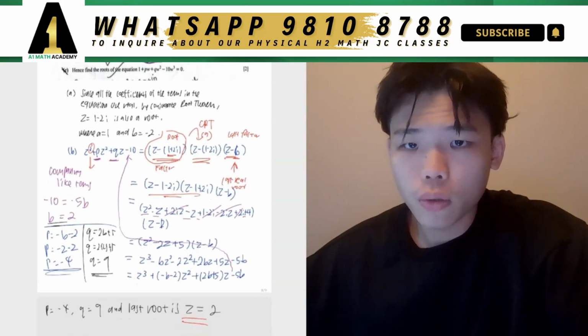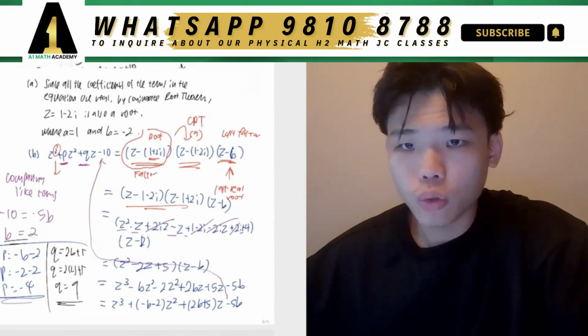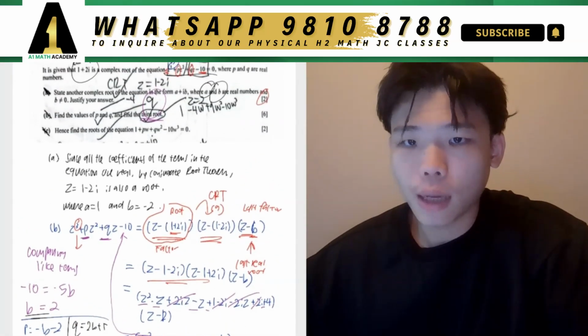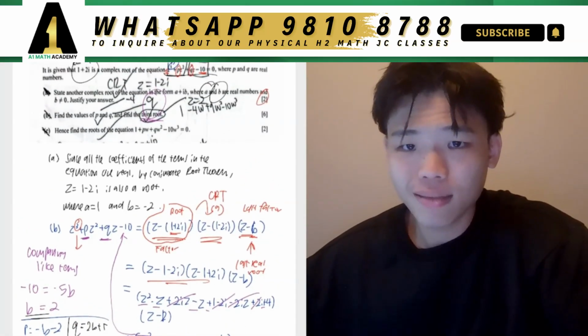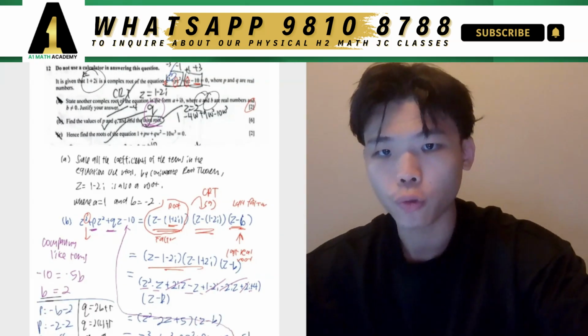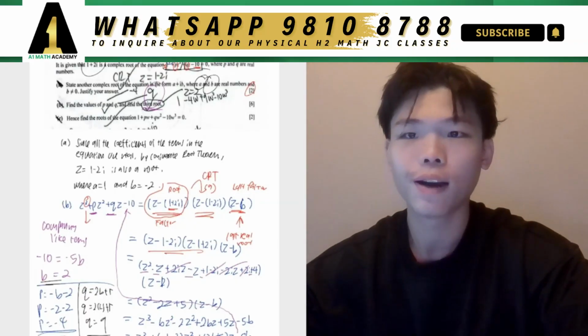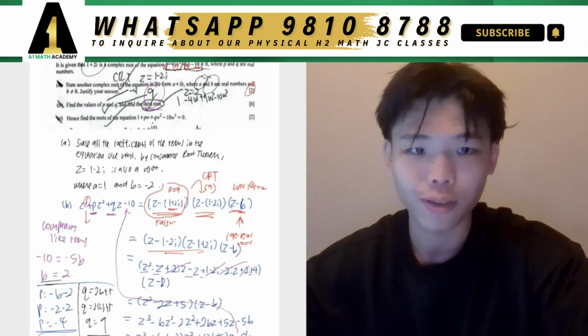Now moving on to the last one, which is part C. Hence, find the roots to the equation 1 plus pw plus qw minus 10w cubed. Now for the last portion over here, even though it's just 2 marks, I found that this question was the most well thought out question in the whole paper.